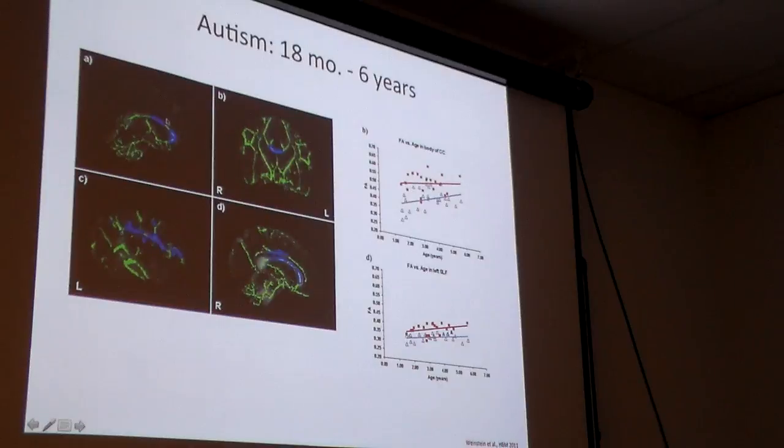And then the areas marked in blue here are showing where they found a significant increase in FA in the autism group. So here they found, I believe, the corpus callosum, superior longitudinal fasciculus, and I think they have at least one other area where they found it.